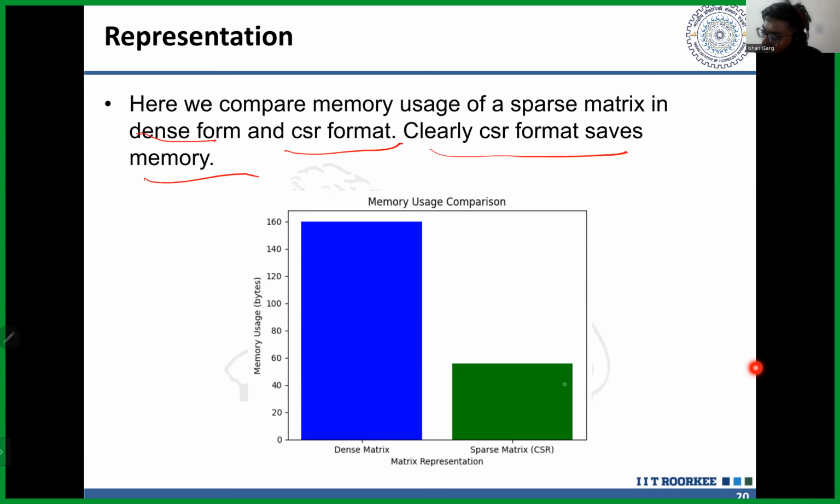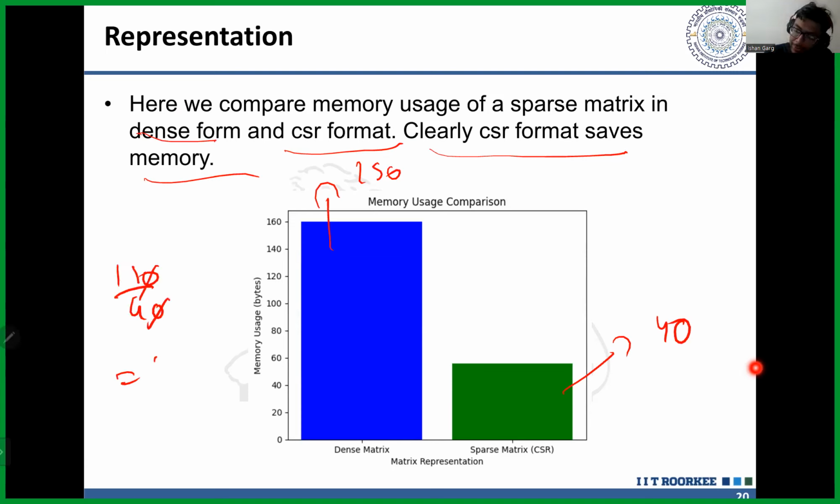The sparse matrix is around 40, while the dense matrix is about 150. The amount of space that we have saved is nearly 3.75 times. That is, the sparse matrix is taking 3.75 times less space than a dense matrix, which is really a saver for us and can save a lot of memory. Because in real life, a lot of matrices are just sparse.